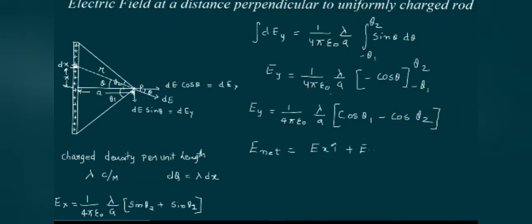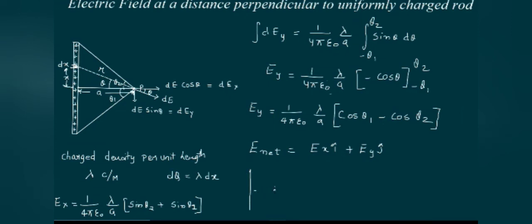E net is equal to Ex i vector plus Ey j vector. So we have to substitute the values of Ex and Ey to find the value of E net. E net is the total value of the electric field due to this long conductor.